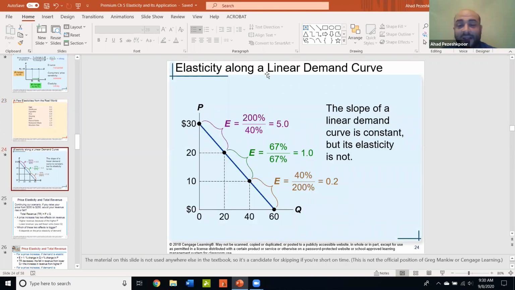Elasticity along a linear demand curve, as you can see, changes. It's not like the slope. The slope of a curve is constant at every point on that curve, but the elasticity of a curve changes depending on where we are.